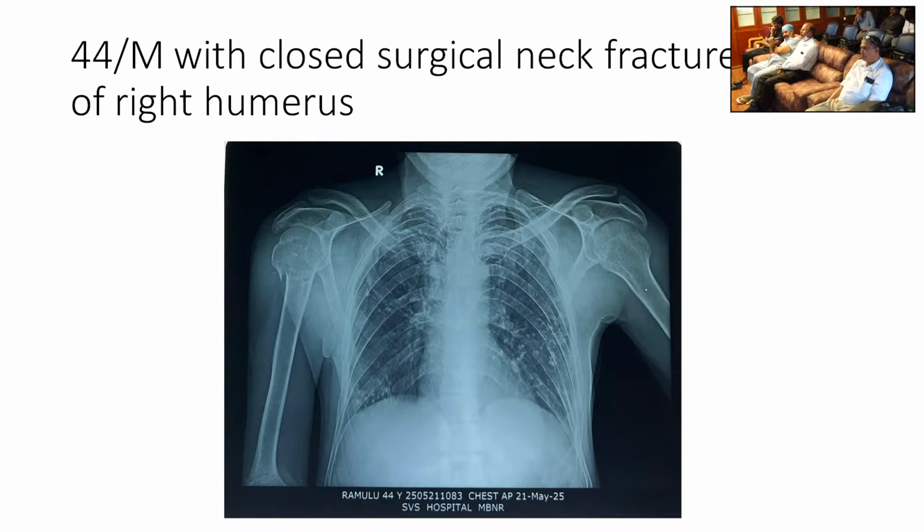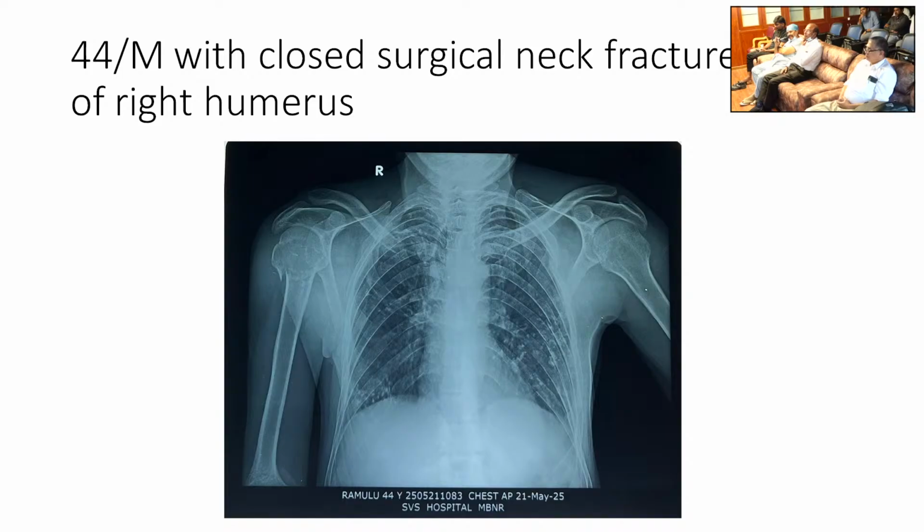If the option is given to the patient, to select conservative or operative, he says conservative only. What do you do? Some patients may not agree for surgery. So what plan do you make? Three choices are there: a hanging cast, a Velpeau bandage, or just a sling. All three can be used.